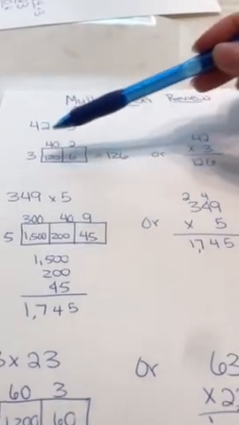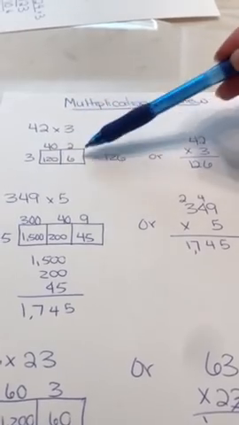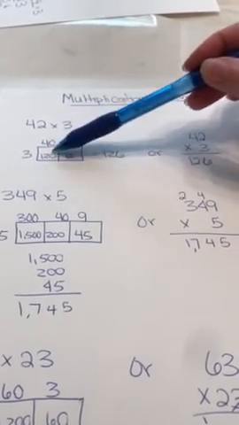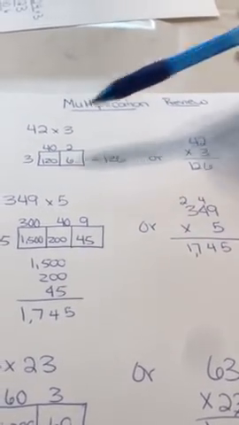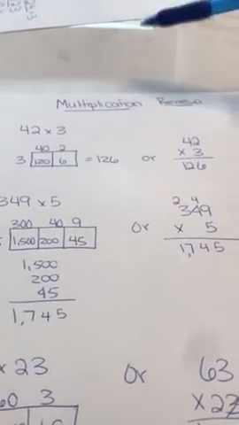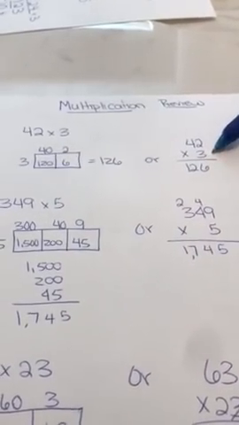So if you have a 2 by 1, a 42 by 3, some of you like to break it down using those partial product grids or breaking it down by arrays. Some of you like to use the basic algorithm.